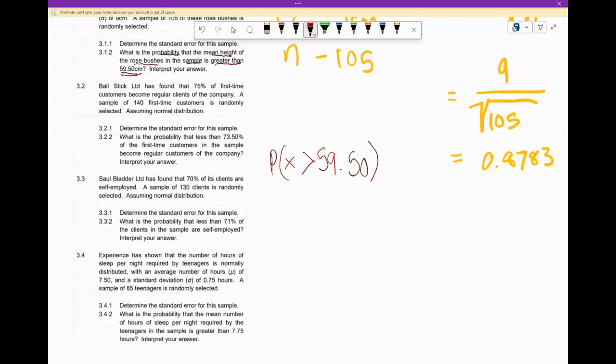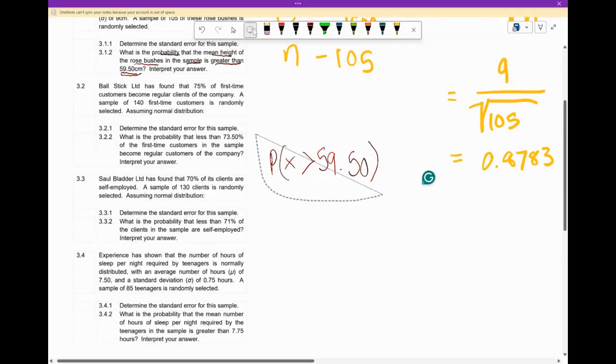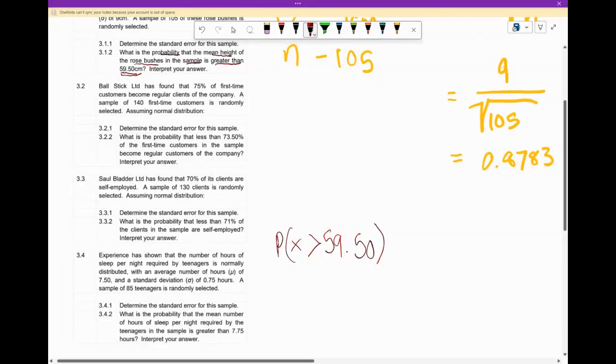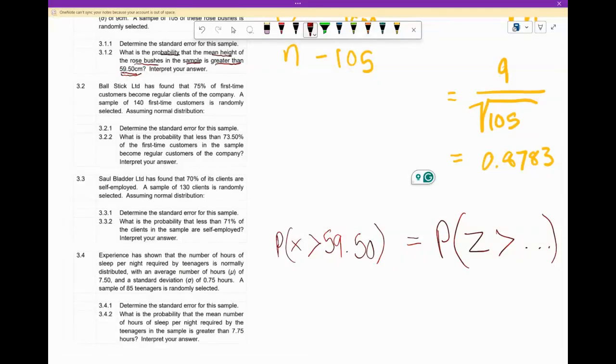But again, we want to look at the equivalent z-score, because we know that this is normally distributed. So we can use the z-score to find the probability to solve our question. So we're basically saying, what is the probability that Z is greater than the equivalent z-score? And again, we don't know what the equivalent z-score is, so we need to solve for it.